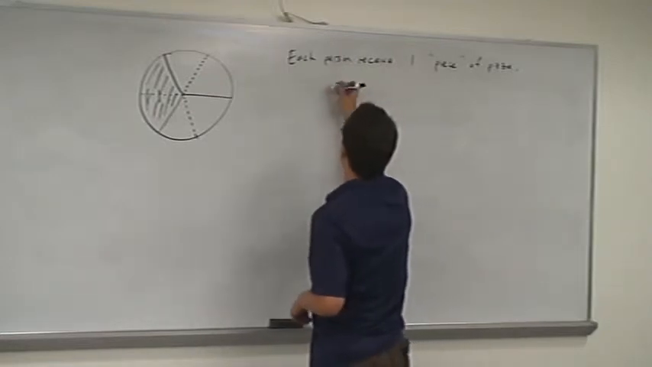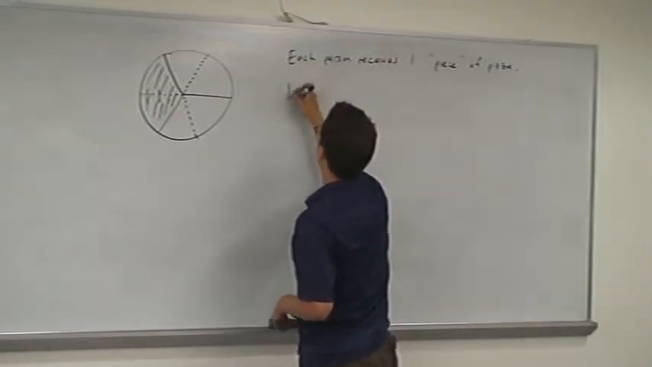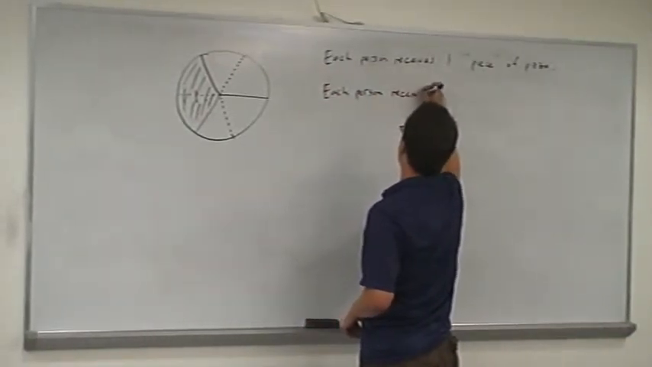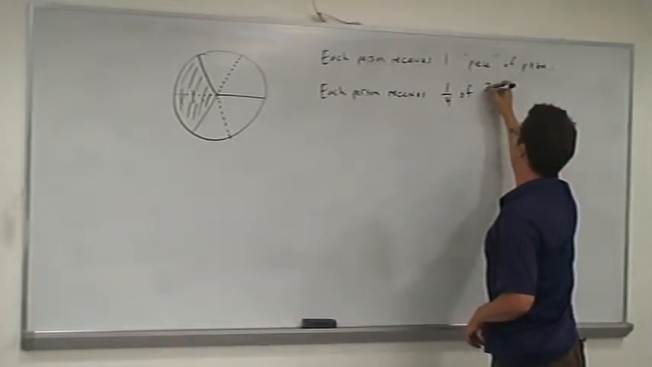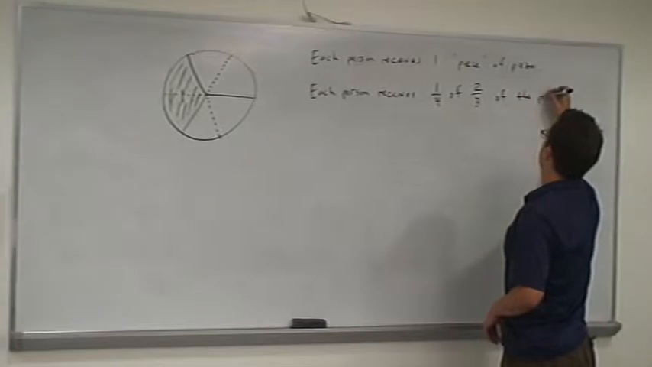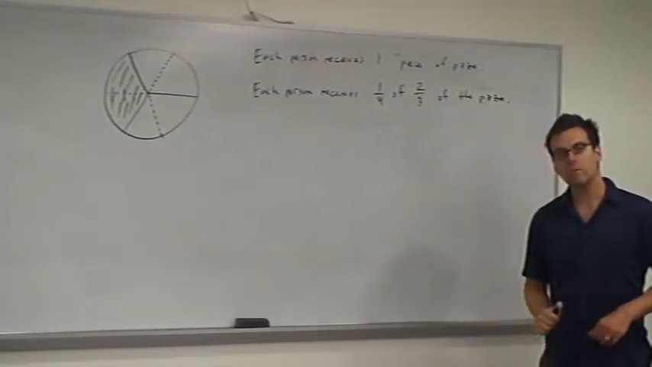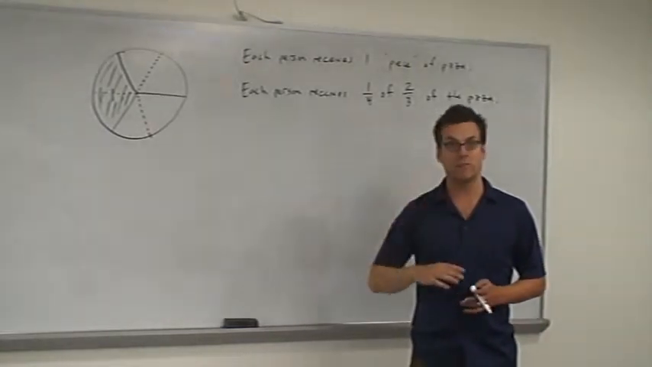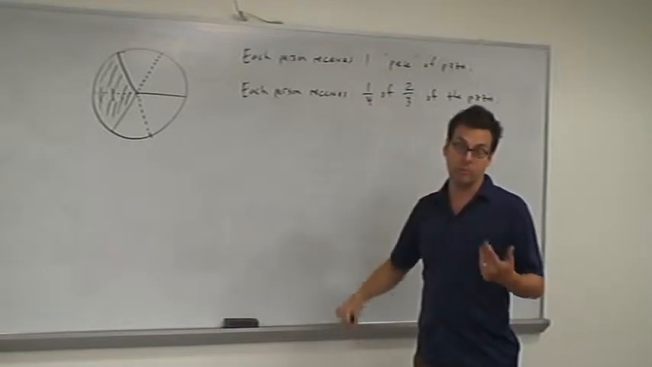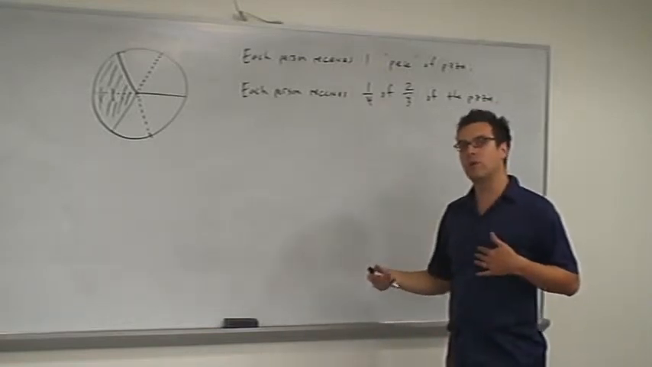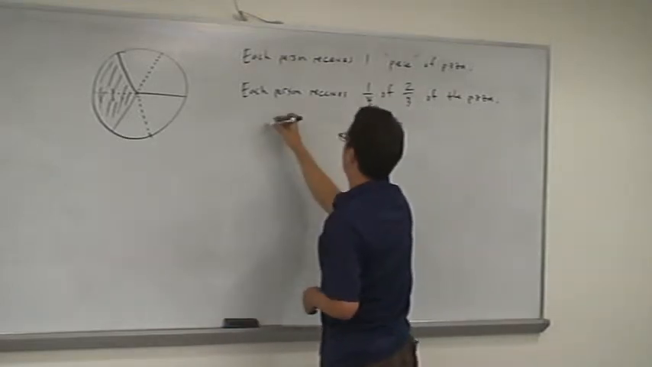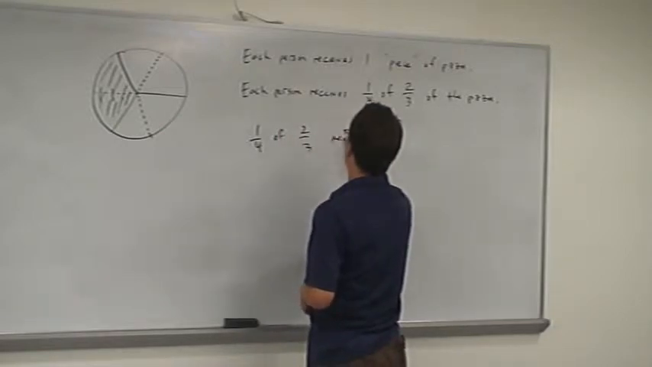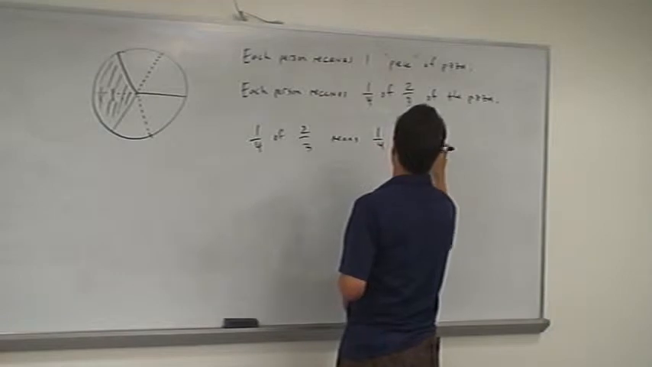Okay? So each person receives, mathematically or arithmetically, 1/4 of 2/3 of the pizza. But now we just have to recall the way we interpreted multiplication of fractions. The word "of" was used to represent multiplication. So 1/4 of 2/3 corresponds to, this means, 1/4 times 2/3.